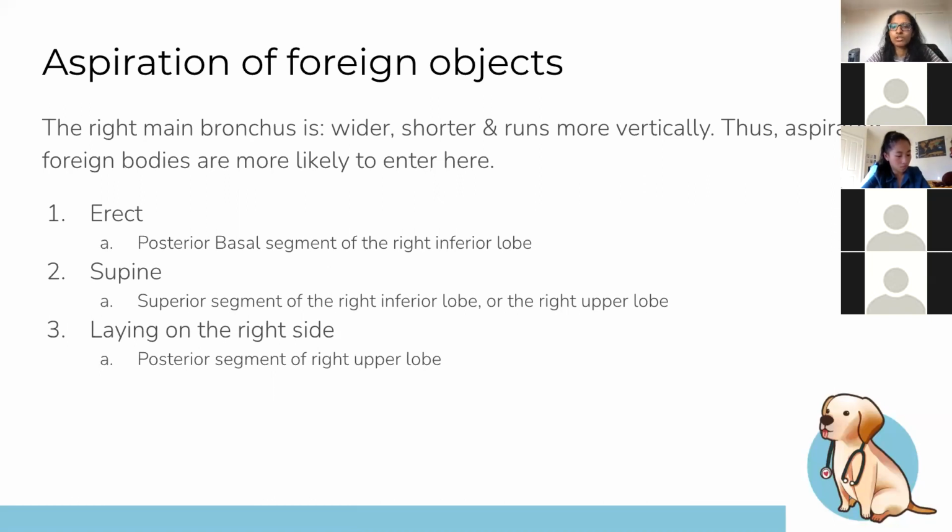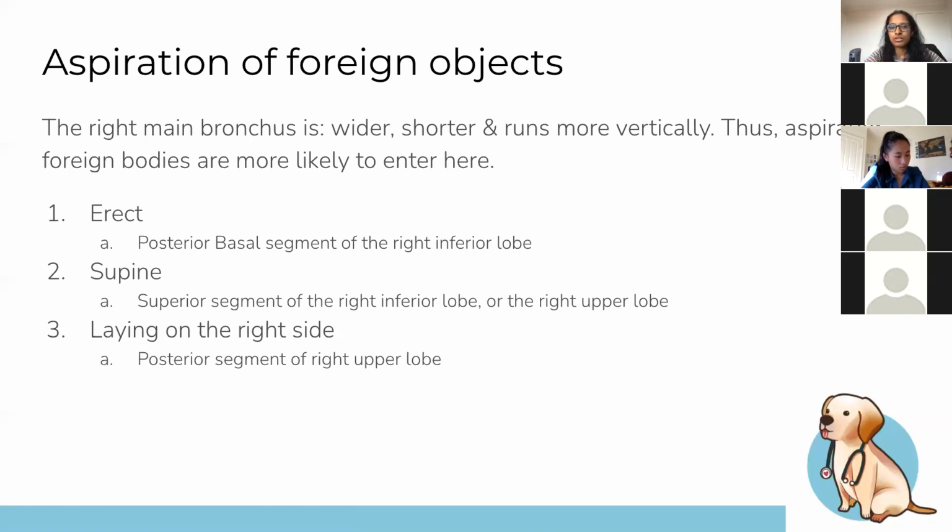When you're supine, so when you're lying on your back, it will go to either the superior segment of your right inferior lobe or to the right upper lobe. And when you're lying down on your right, I'm not sure why, it's very specific, it's going to go to your right upper lobe.